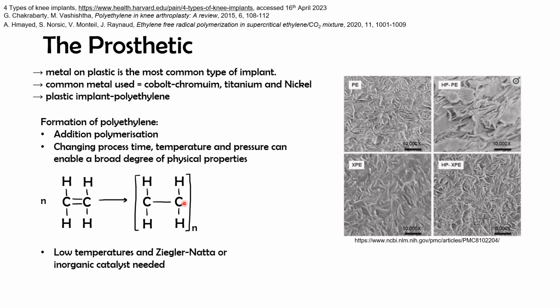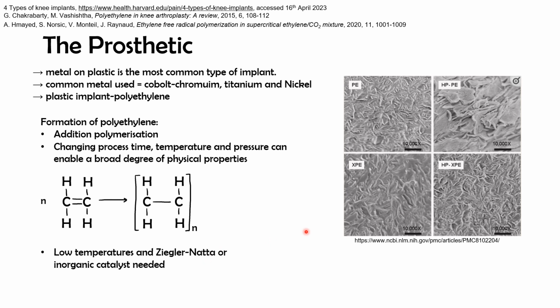Polyethylene is produced by addition polymerization via a chain growth mechanism from ethene with a catalyst. Highly cross-linked polyethylene is based on low-density polyethylene, which is produced by free radical polymerizations with high temperatures and pressures. However, research has identified that multiple initiators can be used as long as they prove to be soluble in supercritical carbon dioxide, which is used as a solvent. Changing the reaction time, temperature, and pressure enables a broad degree of physical properties which make polyethylene so useful.